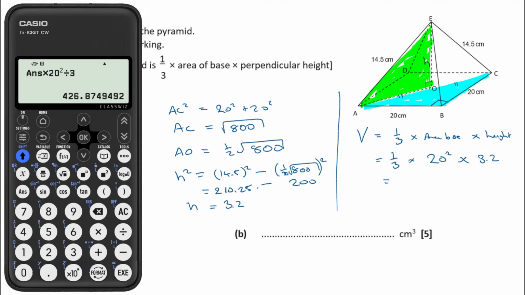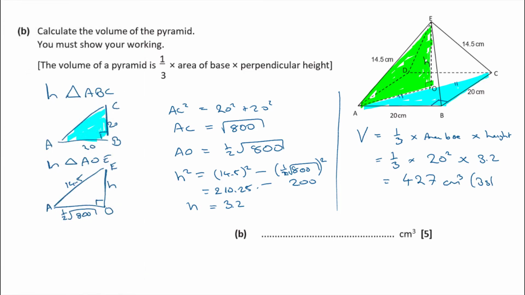426.87, which I'm just going to round off to 427. That'd be 3 significant figures, wouldn't it? And I think that's plenty accurate enough. So I'm going to say that's equivalent to 427 cubic centimetres to 3 significant figures, and that's going to be my answer then, 427.